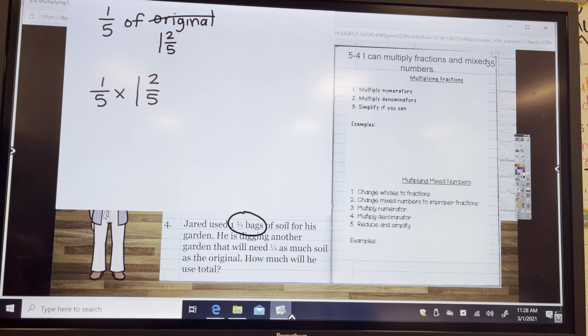Convert the mixed number into an improper fraction. Good job. Okay, so we're going to have 1/5 times what? 7/5. Good job. All right, Curtis, what do I do now? Multiply. Top times top, bottom times bottom. Which is 7 over 25, right? Boy, you are on fire today.